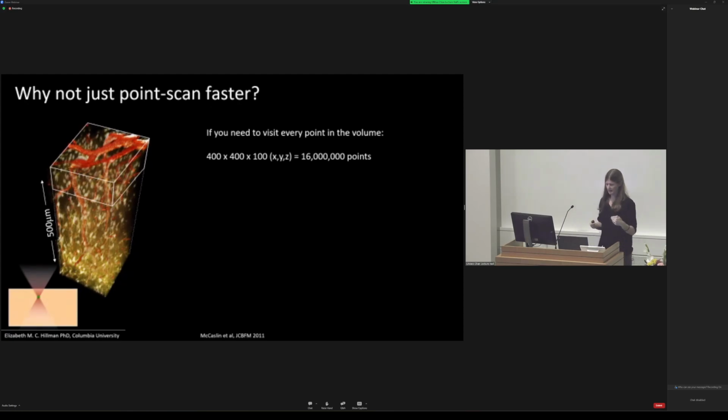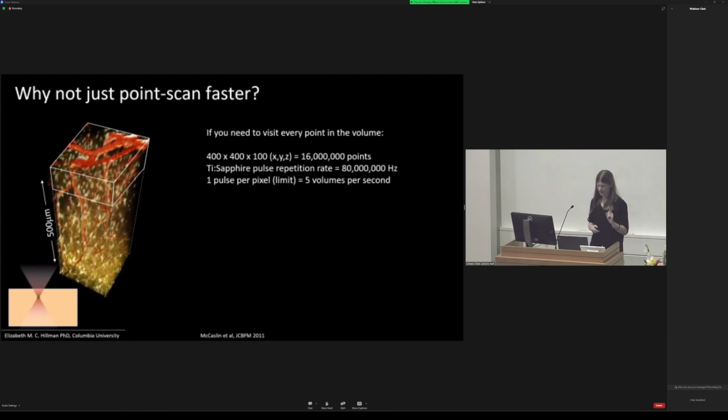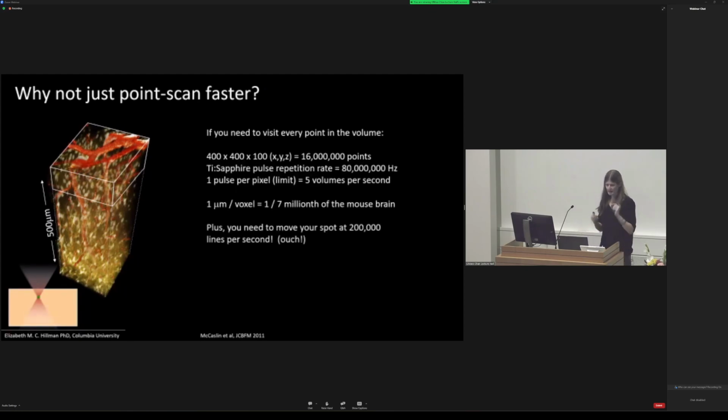And my laser that I can use for this imaging pulses at 80 million pulses per second. And so even if I do 1 pulse per pixel, I will never be able to image this volume any faster than 5 volumes per second. Plus, that's only 1/7 millionth of the mouse brain. I would be scanning my scanner 10 times faster than any available scanner that you can buy. And even if I wasn't using a pulse laser, my pixel would only see the light for 12.5 nanoseconds, which is very close to the fluorescent lifetime of green fluorescent protein.